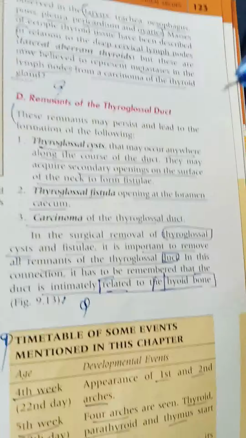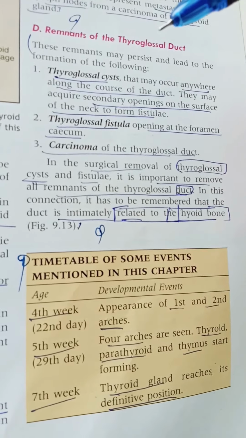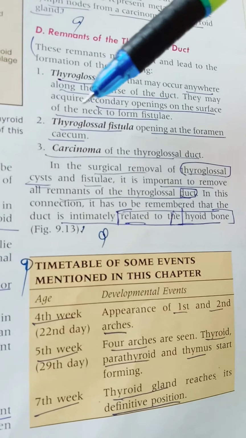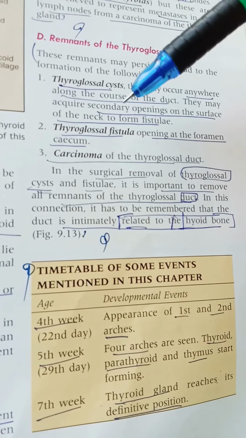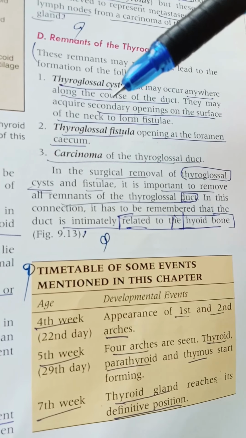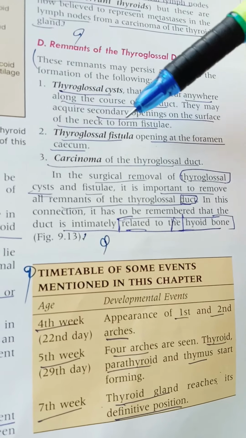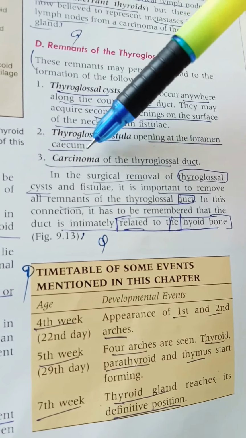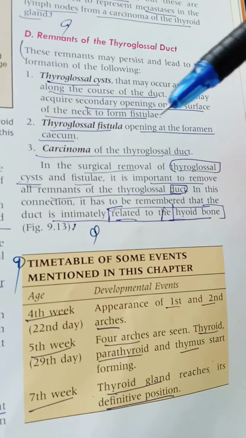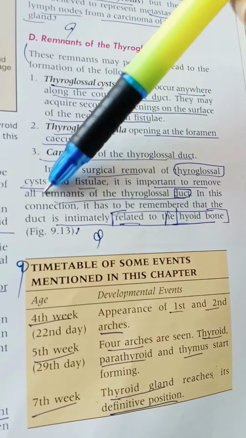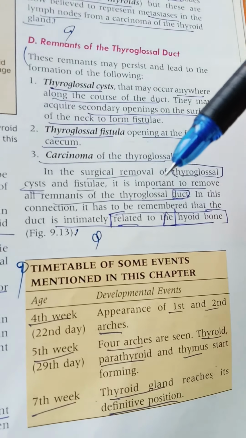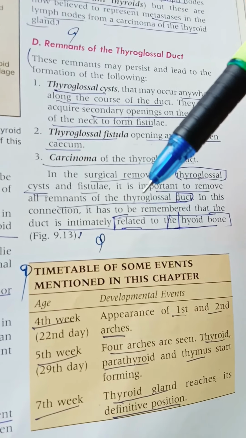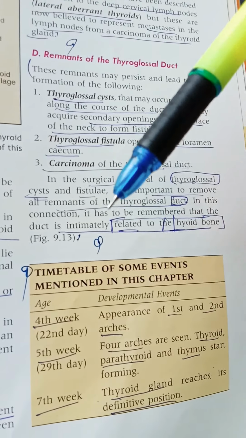carcinoma of the thyroid gland. So we also see the remnants of the thyroglossal duct. Thyroglossal cysts may occur anywhere along the course of the duct, and they may acquire secondary openings on the surface of the neck to form a fistula. A thyroglossal fistula may open at the foramen cecum, and carcinoma of the thyroglossal duct may also take place. In surgical removal of thyroglossal cysts and fistula, it is important to remove all remnants of the thyroglossal duct. In this connection, it has to be remembered that the duct is intimately related to the hyoid bone.